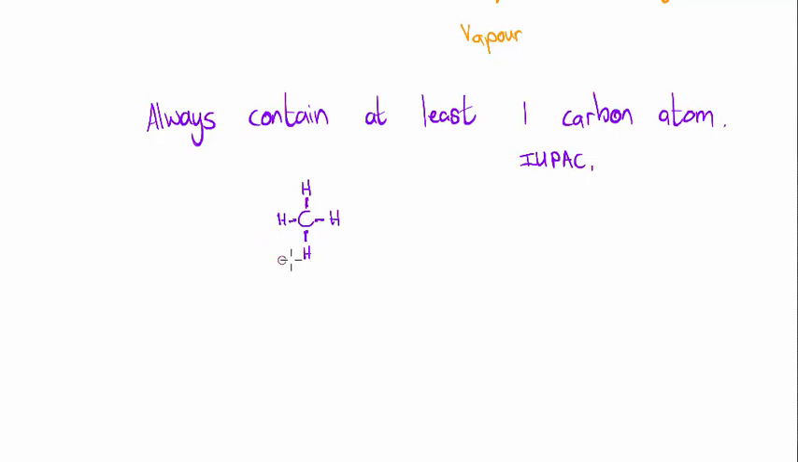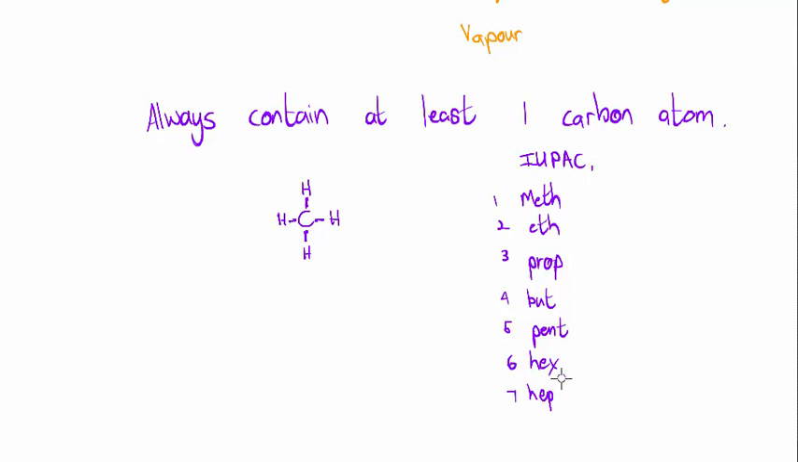And in IUPAC we count the number of carbons. 1 is meth, 2 is eth, 3 is prop, 4 is but, 5 is pent, 6 hex, 7 hept, and you won't get more than 8, which is oct. Okay, so these are important. And now the moment I have a carbon, it is called an alkane.